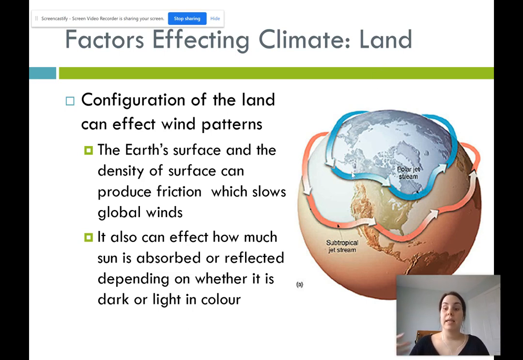Whereas maybe somewhere like a city, a downtown area with lots of black streets and black parking lots and black buildings, we may see that climate or weather pattern over time expected to be warmer because all those dark colors are absorbing the heat and then making it even hotter.